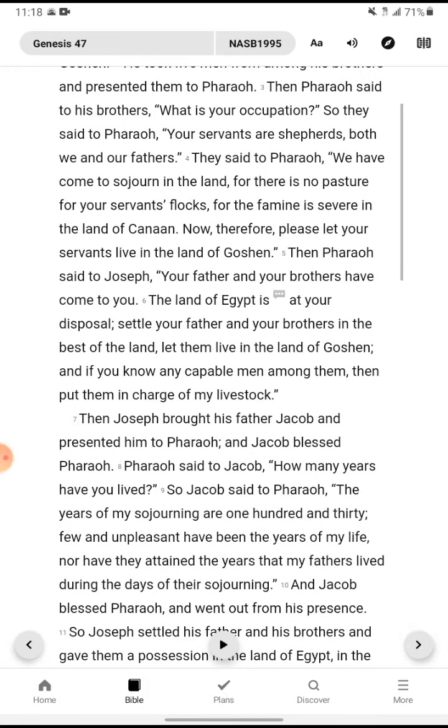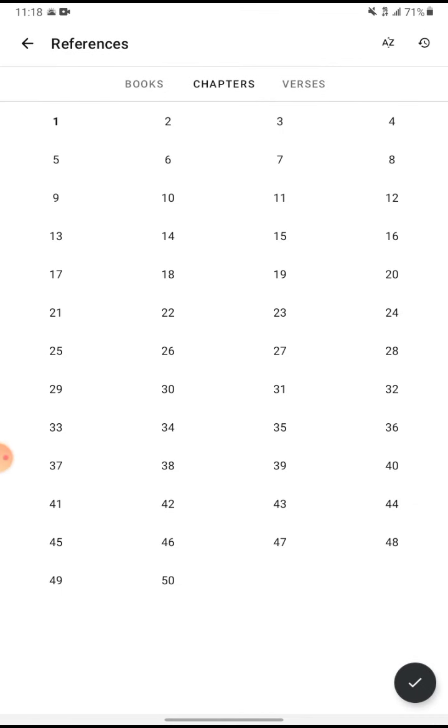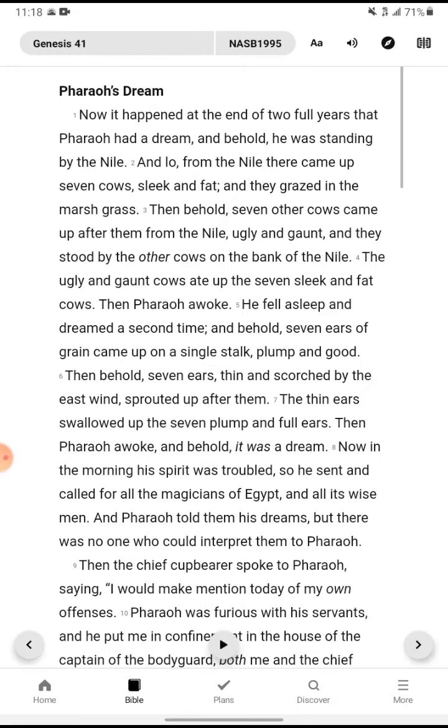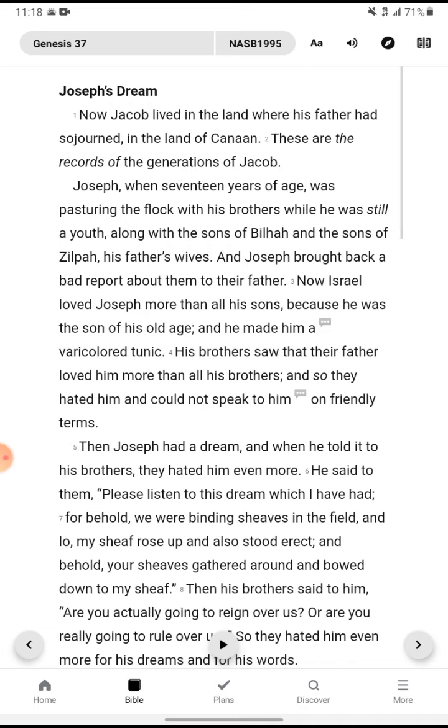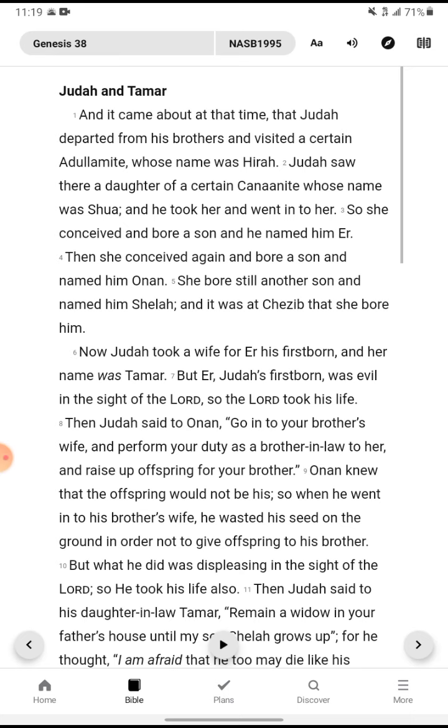Now, as far as figuring out the years of Joseph, we have to go back a little bit. So I think, let's see, we start in chapter 41. No, it's earlier. Okay, so in Genesis 37, verse 2, we read, "These are the records of the generations of Jacob. Joseph, when 17 years of age, was pasturing the flock with his brothers while he was still a youth." Okay, so during this time is when Joseph had his dream and he tells it to his brothers and they end up hating him for it. So he's 17. Okay, he's sold into slavery.